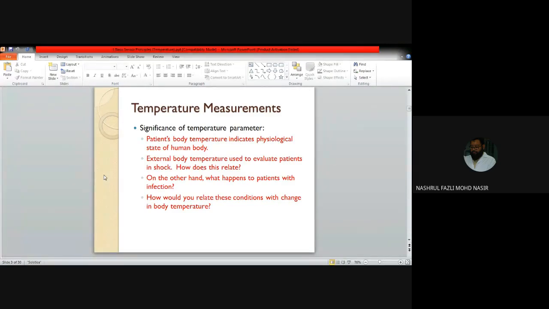So we may relate it to many things. Maybe infection, maybe other types of body conditions, because you have a different temperature. That is why temperature is one of the critical parameters that we should watch. We should watch if a person is getting sick.